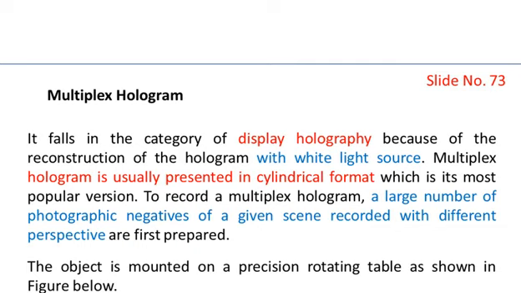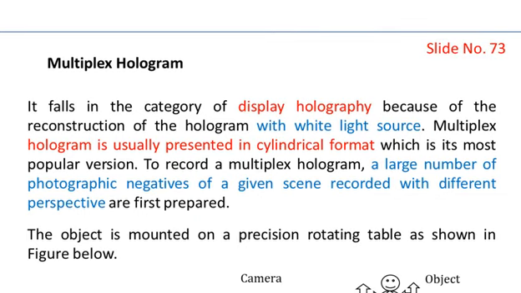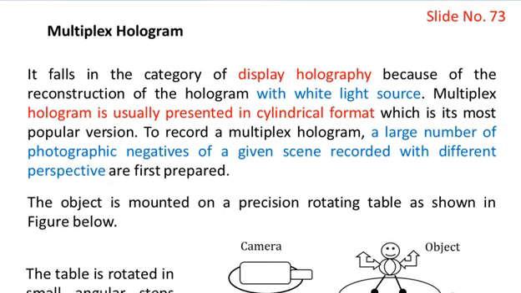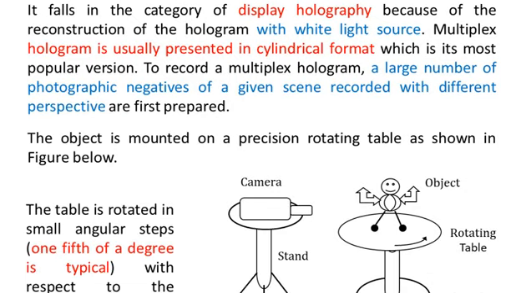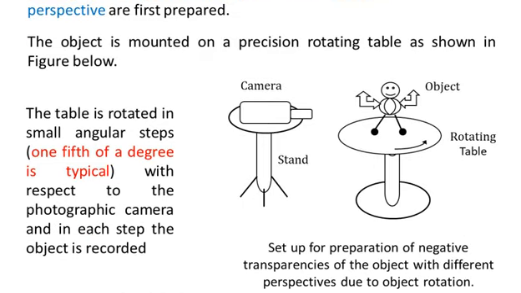Now let's talk about the multiplex hologram. It falls in the category of display holography because of the reconstruction of the hologram with a white light source. Multiplex hologram is usually presented in cylindrical format, which is its most popular version. To record a multiplex hologram, a large number of photographic negatives of a given scene recorded with different perspectives are first prepared. The object is mounted on a precision rotating table as shown in the figure below.